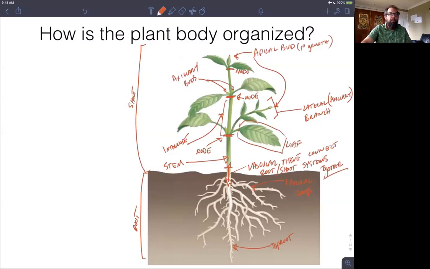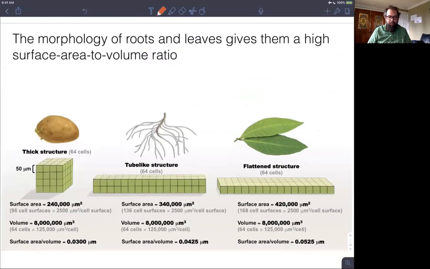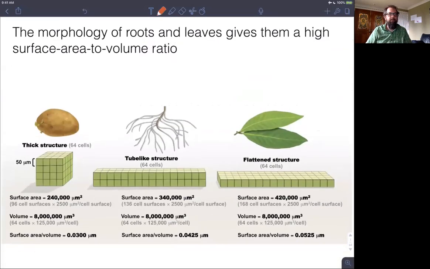When we look at plant parts, it's really clear that the morphology of especially roots and leaves, since remember the main role for roots and leaves is to harvest those diffuse resources, gives them a very high surface area to volume ratio. And that surface area to volume ratio is really important in making them efficient harvesters.